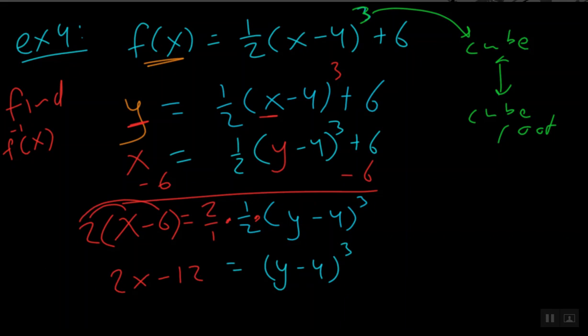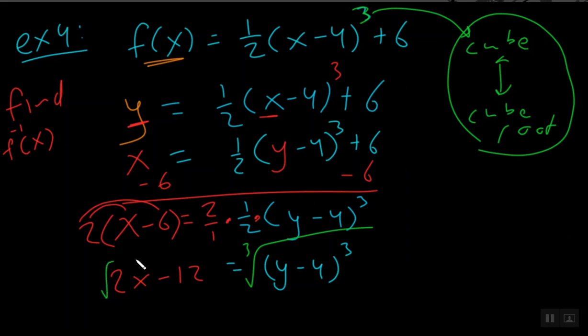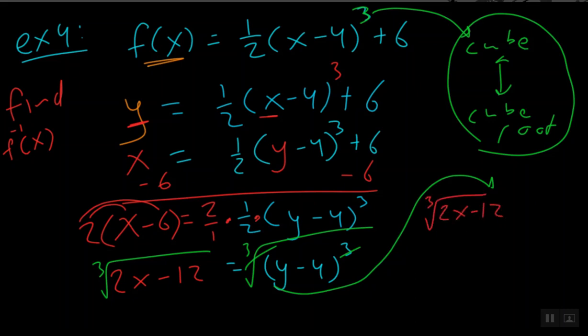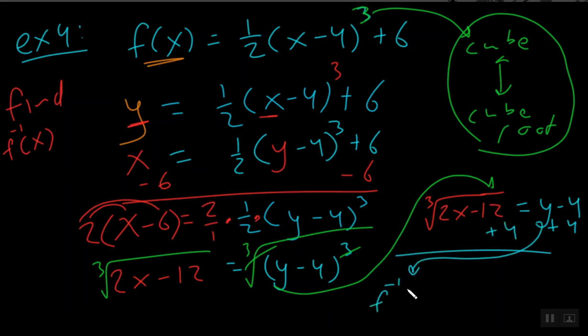Well, this brings us to the crux of our problem. How in the world do you get rid of a cube? You take the cube root. At this point, the cube root and the cube cancel, and we have the cube root of 2x minus 12, which is equal to y minus 4. And to finish this out, we can simply add 4 to both sides, and I'll write our final answer. F inverse of x is equal to the cube root of 2x minus 12 plus 4 on the outside.